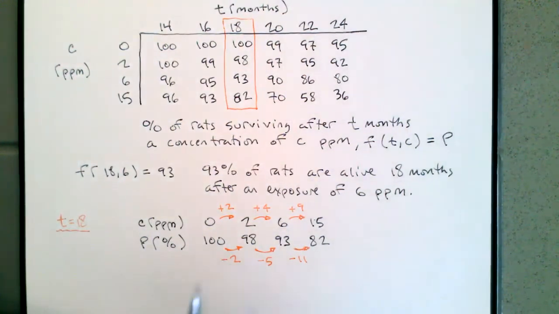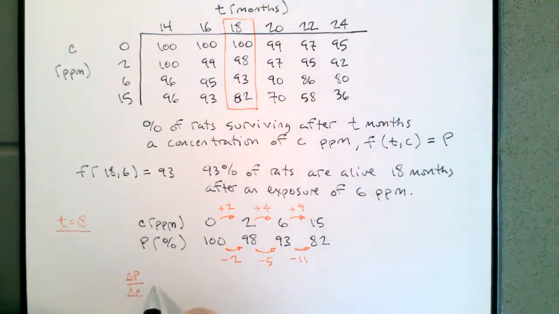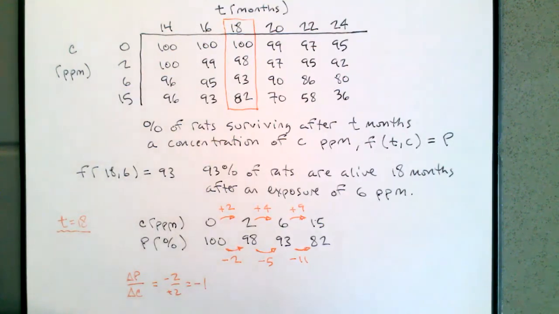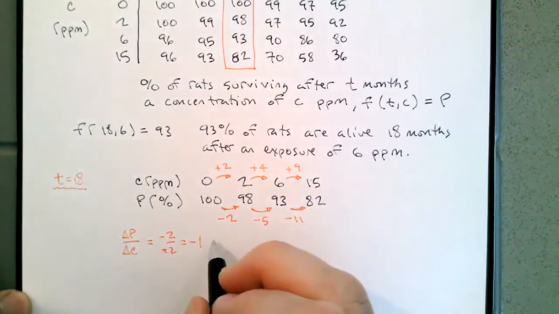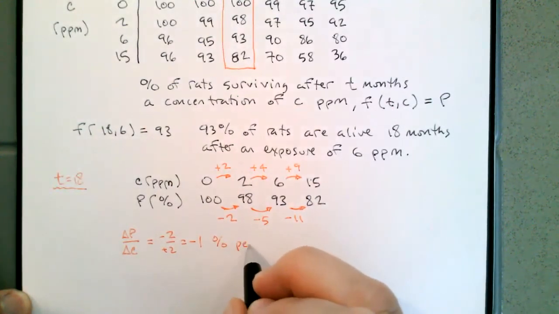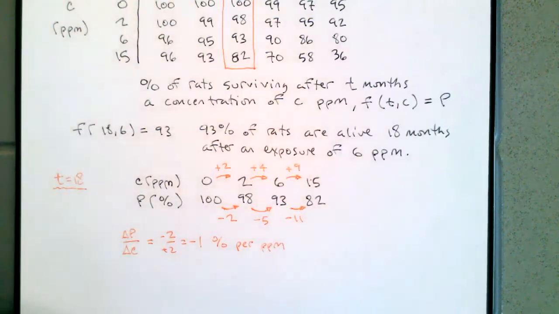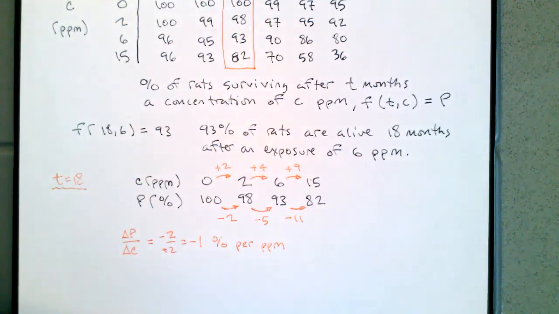So it looks like at 100, we can approximate the change in P over the change in C is -2 over 2, or -1% per part per million. Which is a great unit. A percent per parts per million. We should probably simplify all those pers out of there. So this is at a concentration of 0.